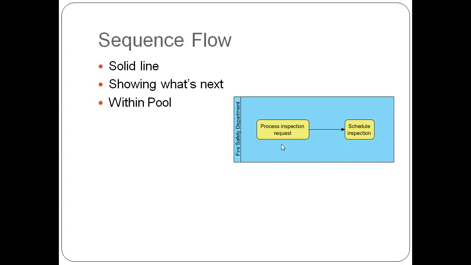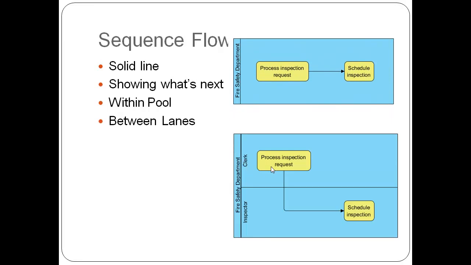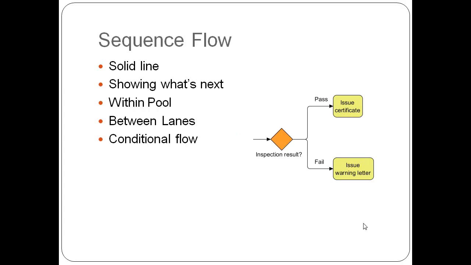And the sequence flow is showing the things within the pool, like this one. We process inspection requests and schedule inspections inside the fire safety department. And it can also be between the lanes. For example, the clerk is used to process inspection requests, but the inspector is used to schedule the inspections.